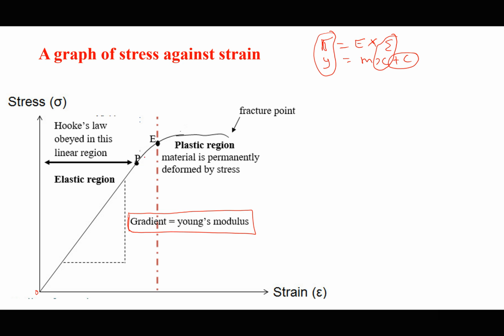Beyond point P, the stress will not be directly proportional to the strain because the extension will no longer be directly proportional to the load. But the material can return back to its original length if the deforming force is removed. However, after point E, which we call the elastic limit, we call this one the elastic limit.